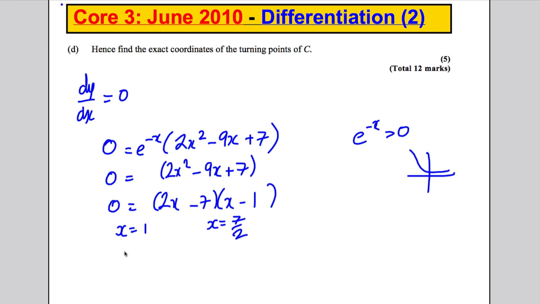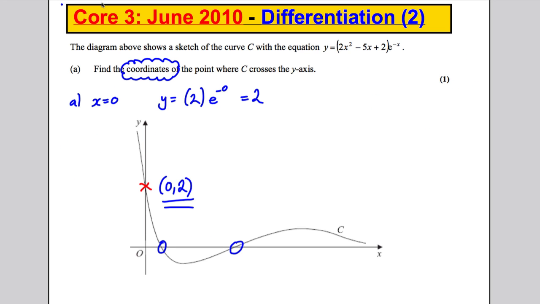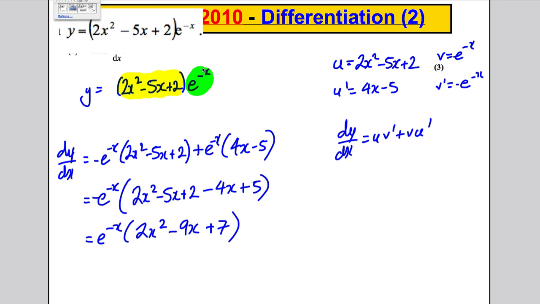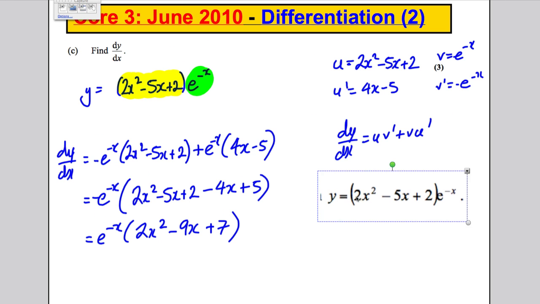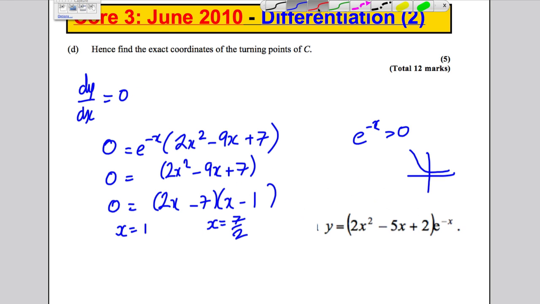So you need to substitute x is 1 and x is 7 over 2 back into the original equation, which was this here, which I'll just copy and paste over here. So we want to sub in x is equal to 1. When we sub in x is equal to 1, we would get y is equal to, this would be 2, subtract 2 plus 2 is 4, subtract 5 is negative. We would get negative e to the minus 1.